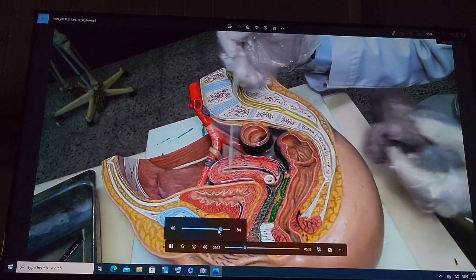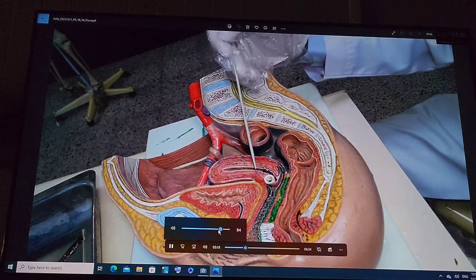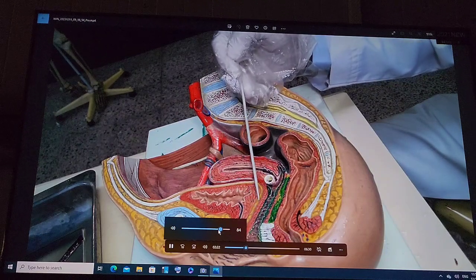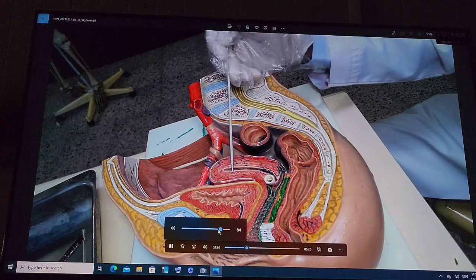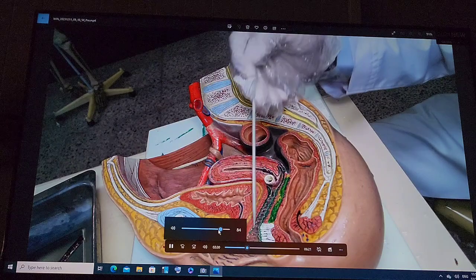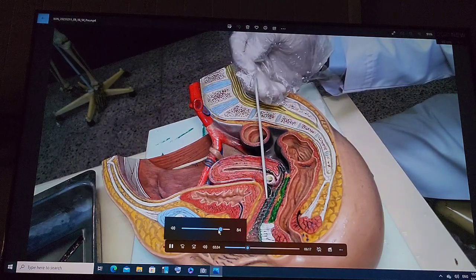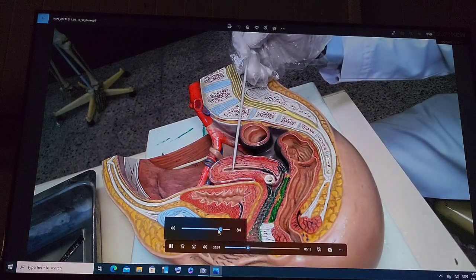The position of the uterus in the majority of women: we can see that the long axis of the uterus is bent forward on the long axis of the vagina, forming an angle of about 90 degrees, and this position is referred to as the anteversion of the uterus.